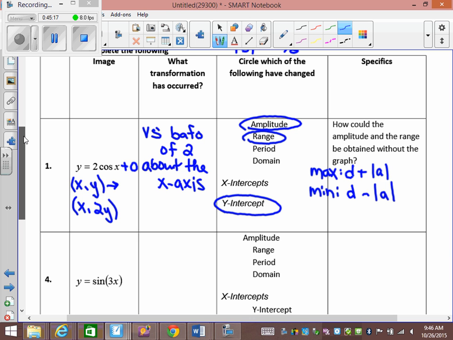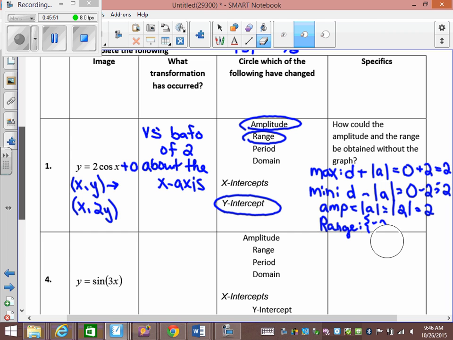So it's going to be 0 plus 2. So I have a maximum at 2. The minimum is 0 minus 2, which is negative 2. So what would my amplitude be? My amplitude is the absolute value of A. It's not the square. The absolute value of 2, that's 2. And my range is just going to be between negative 2 and 2.